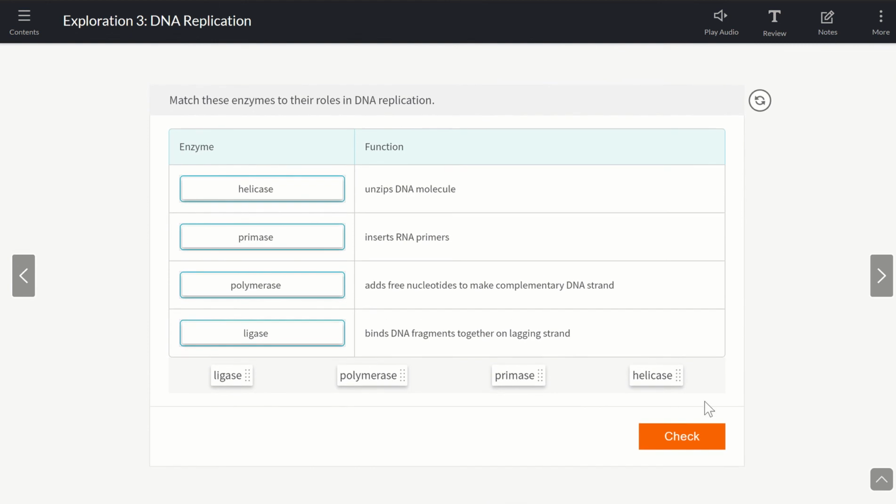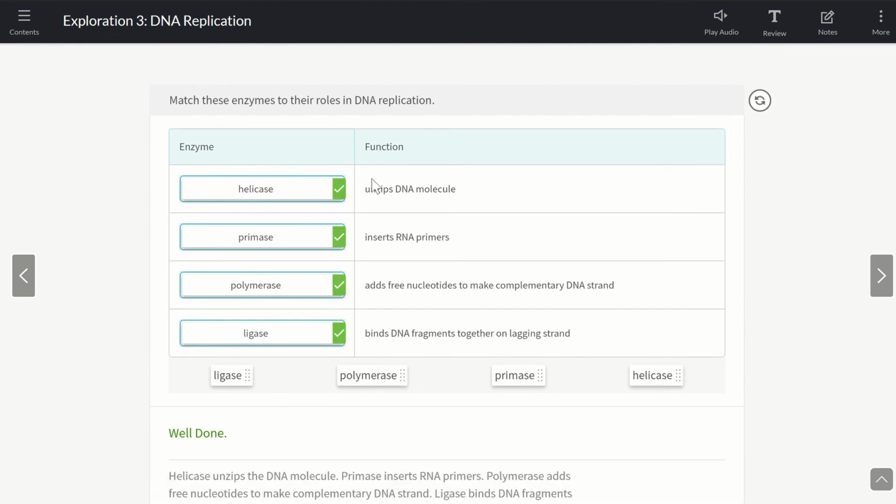All right, so again, I would highly recommend that you go through this and fill in this box right here because a basic understanding of these 4 players is going to be really important to your understanding of how this process happens.